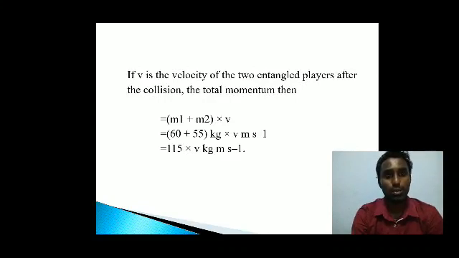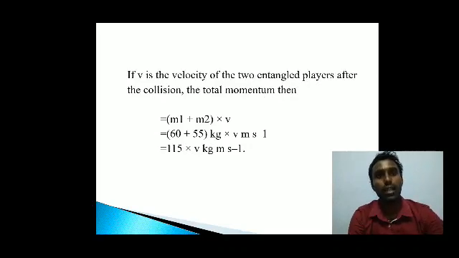m1 plus m2 into v, right? That means mass is combined. So 60 plus 55 into v, so 115 into v. So this is after collision, and that is before collision. So before collision and after collision, we have to equate.